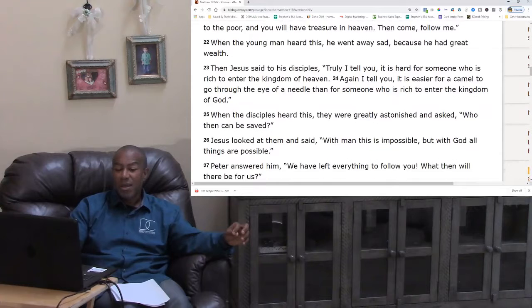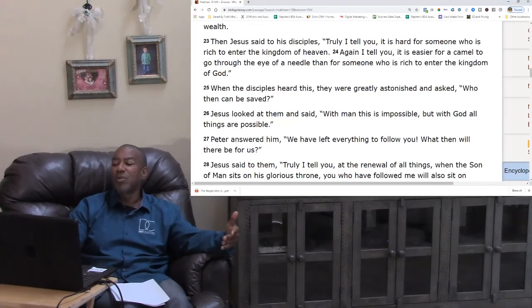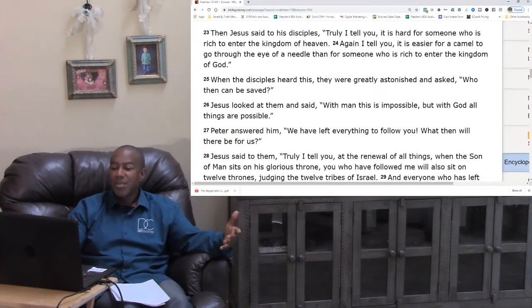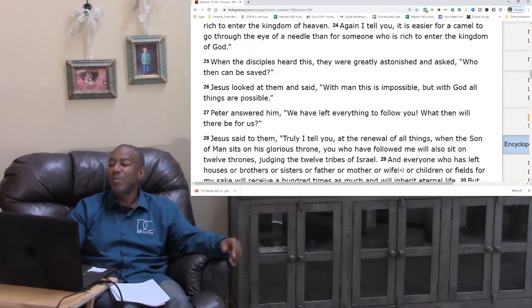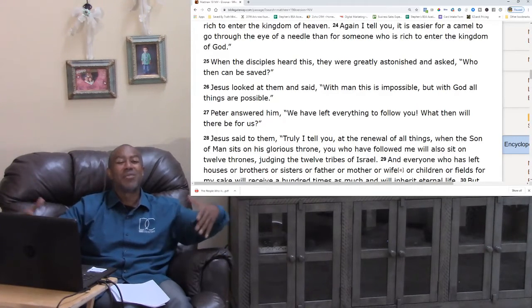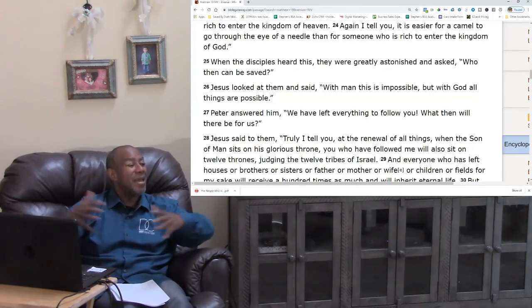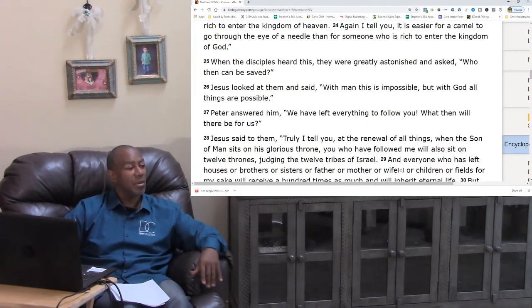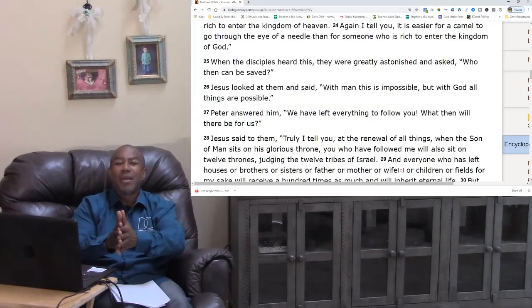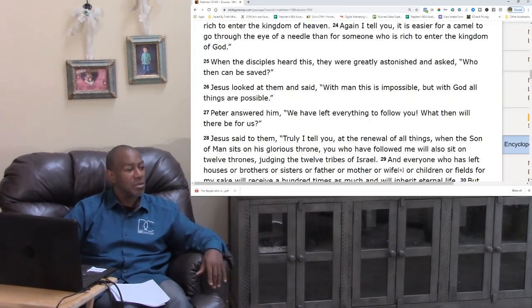It says, verse 25, when the disciples heard this, they were greatly astonished and asked, who then can be saved? Jesus looked at them and said, with man this is impossible, but with God all things are possible. In other words, with man's ways, living by man's rules, it's impossible. But living by God's ways, by living by God's rules, all things are possible.